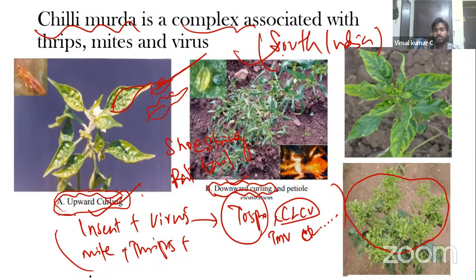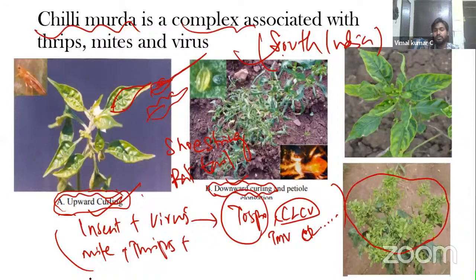Okay, the same way as with chili murda, whatever the disease may be, you should first see what kind of problem it is, because it may be a physiological disorder also, right? But being a pathologist, you should know how to differentiate whether it is physiological or pathological. If it is pathological, you should know how to differentiate whether it is fungal, bacterial or viral. Only then can you take out the particular management strategy and control it, otherwise your money will be wasted, right? So this is how we should identify.